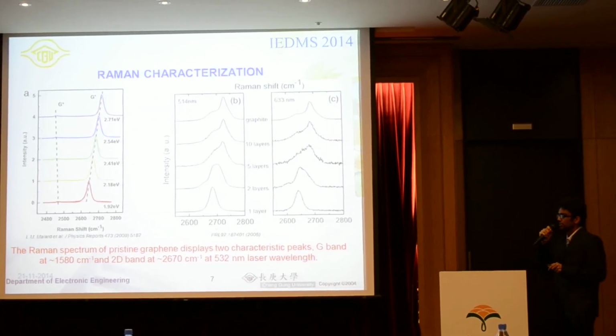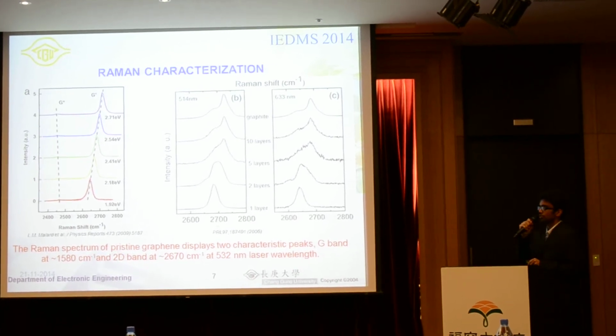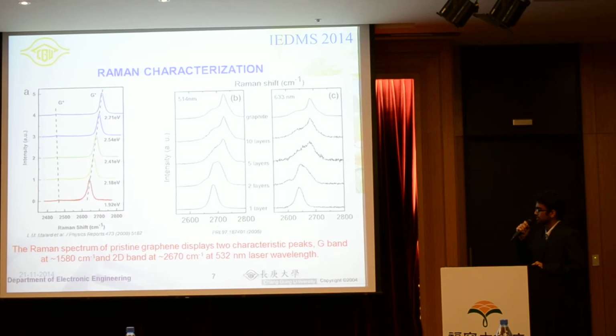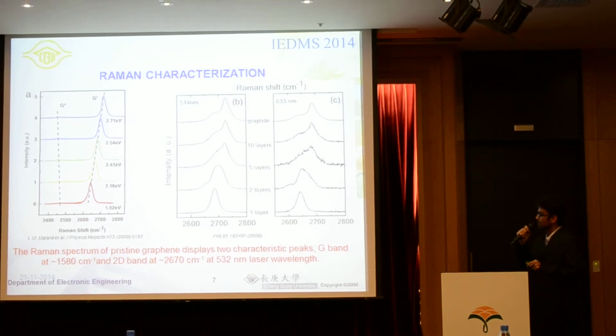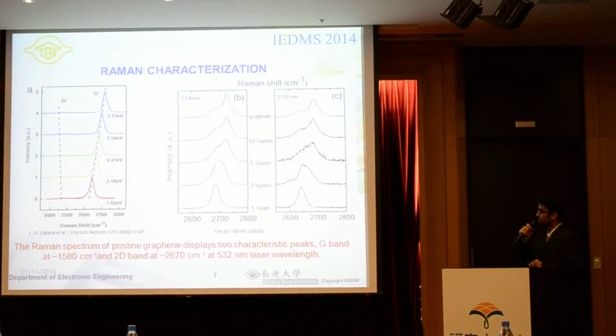I'll first share the reference Raman which was already presented in earlier work. The two most important things to see here are, first, as the energy of the Raman laser that we use to detect the graphene increases, there's a shift in the Raman.